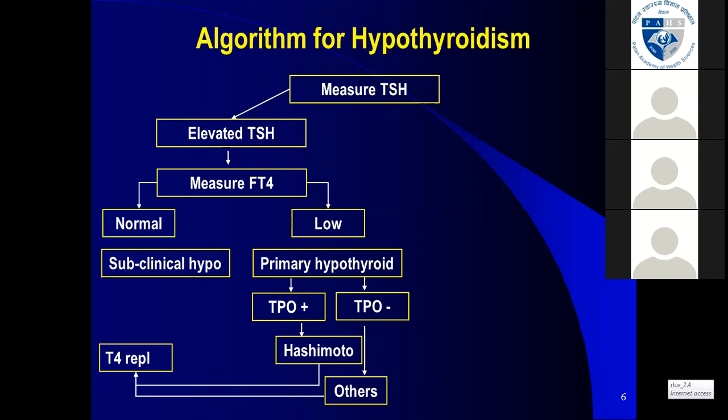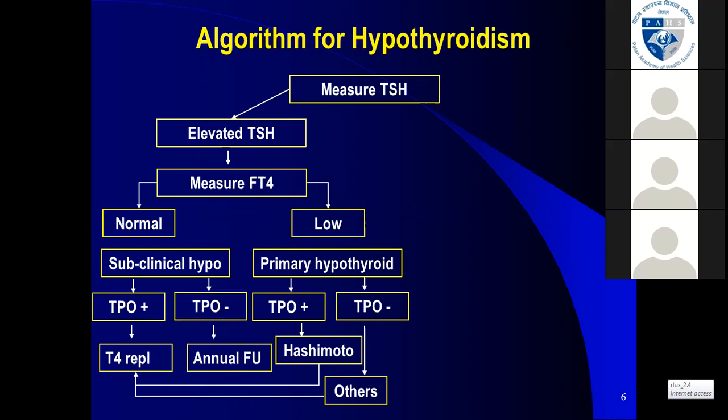Along with that, if the free T4 is normal, then as you know, the TSH is high and T4 is normal. So this could be subclinical hypothyroidism. I'll be talking about subclinical hypothyroidism in subsequent slides. For this, we have to do the TPO antibody again, and if it is positive, we have to replace the thyroxine. Otherwise, we only have to follow up.